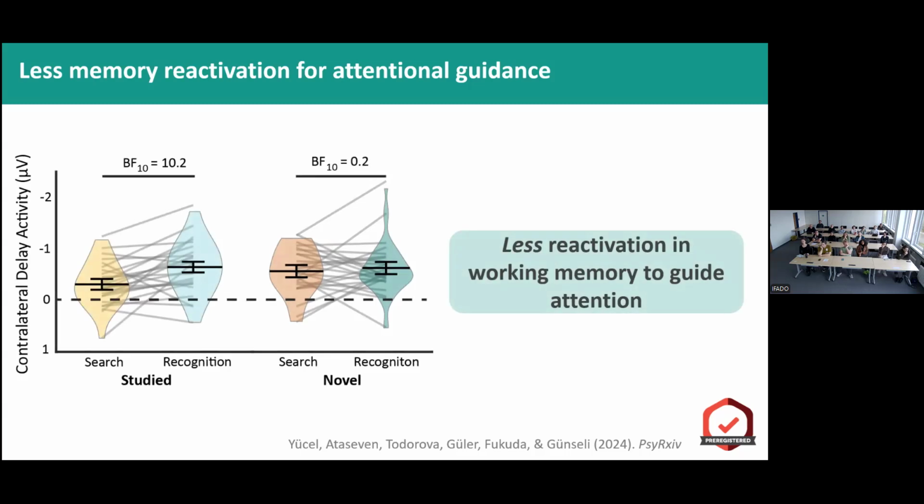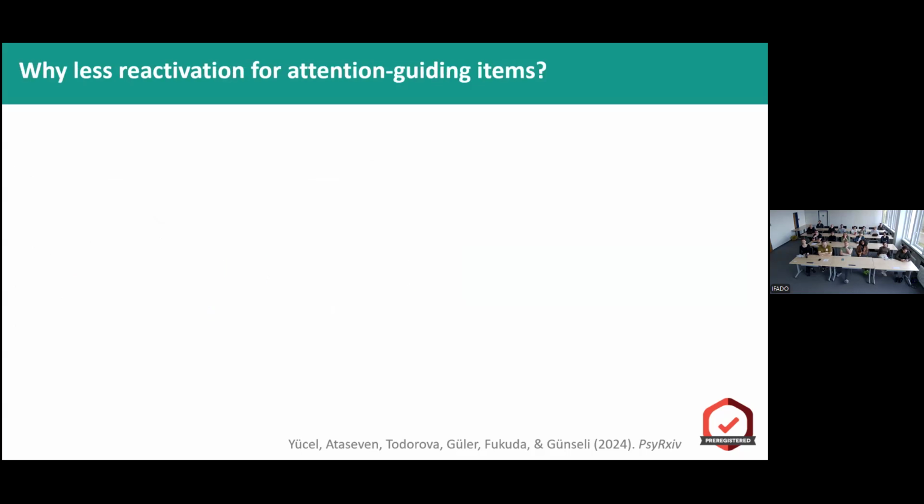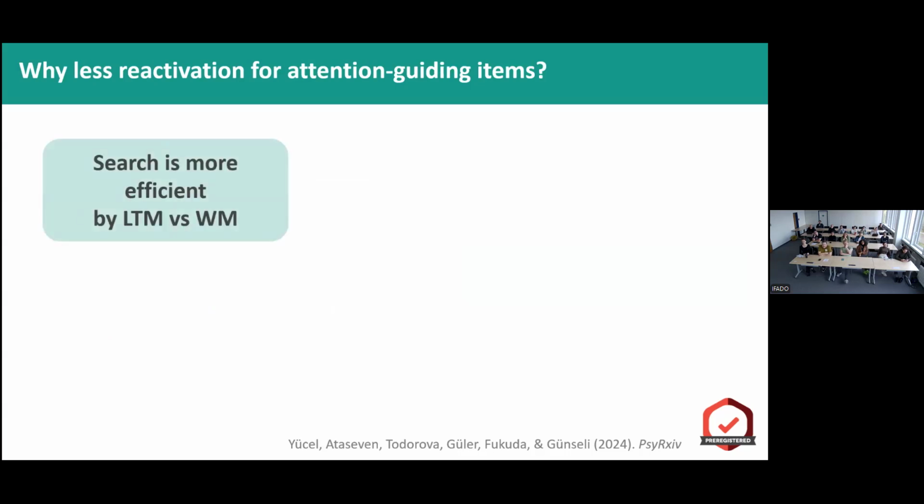But if they were previously studied items, which means people can now rely on long-term memory if they can and want to do so, we have a different pattern. Now, for the recognition task, we still have a reliable CDA, but for the search task, the CDA is smaller. So individuals rely less on working memory to store an object if they're going to use that object to guide their attention. Now, this is exactly opposite of what we predicted. That was my idea. So let's try to explain why that could be the case.